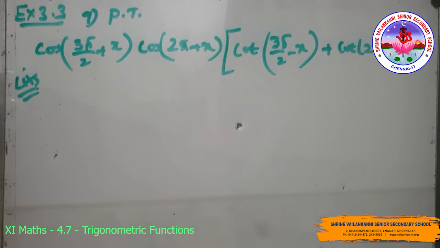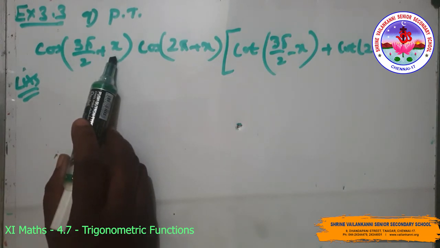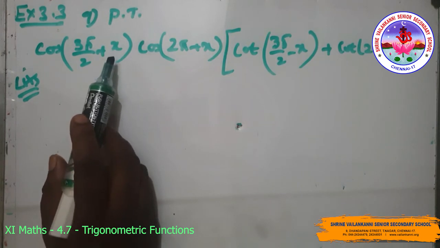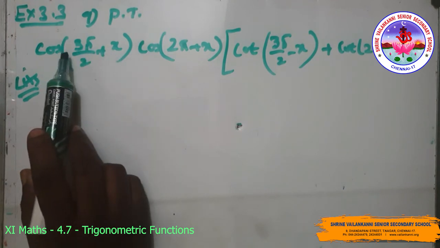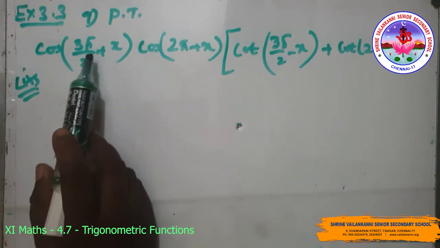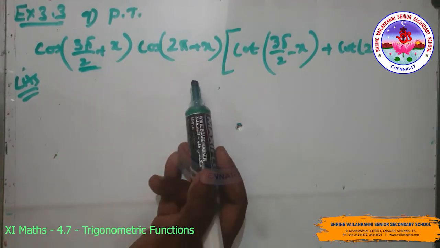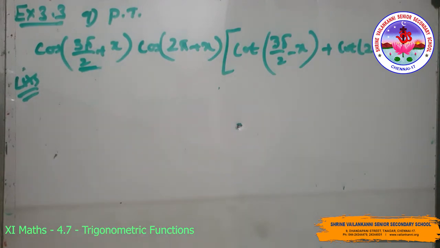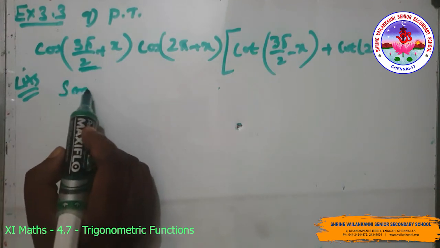9th one, prove that cos(3 pi by 2 plus x) cos(2 pi plus x) into [cot(3 pi by 2 minus x) plus cot(2 pi plus x)] is equal to 1. So cos of 3 pi by 2 plus x, which lies in the fourth quadrant. In the fourth quadrant, cos and secant are positive. So function will change in 3 pi by 2 and pi by 2, and cos is positive. So cos of 3 pi by 2 plus x will become sin x.